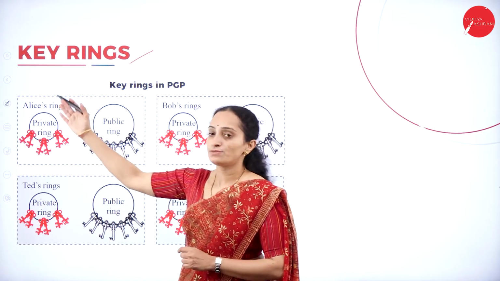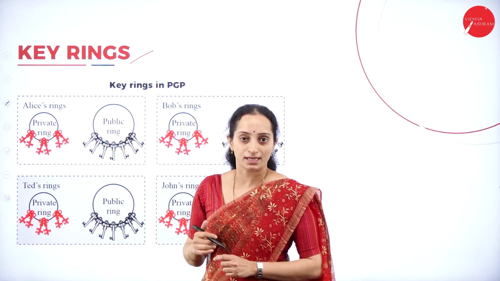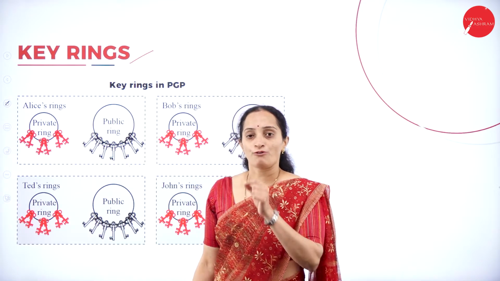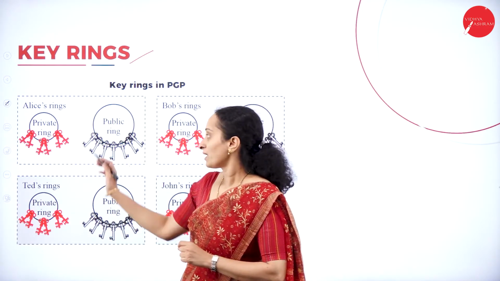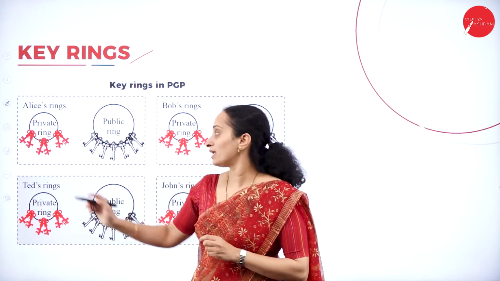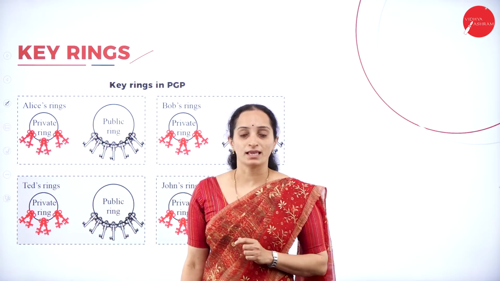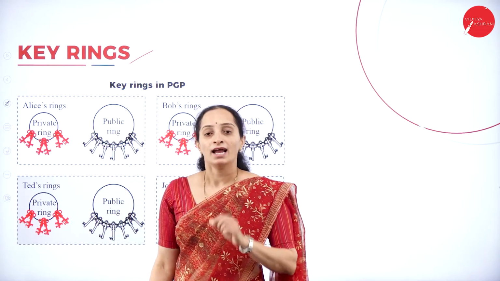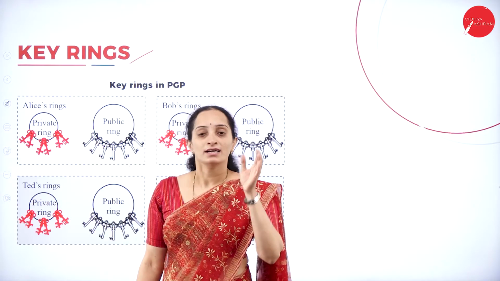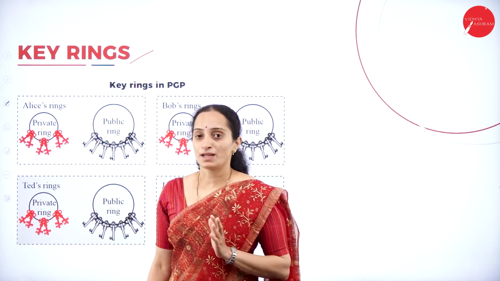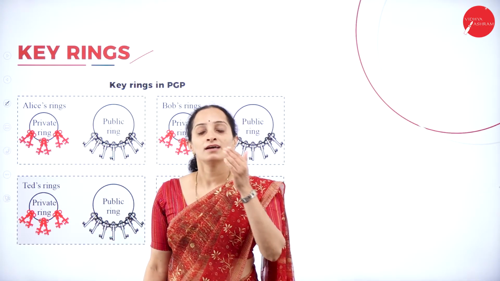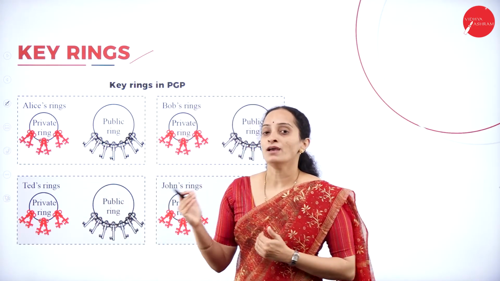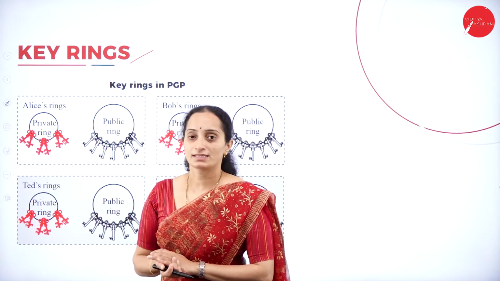Whenever Alice wants to send a message, she will use the public key of a particular receiver and creates a session key using this public key. She creates the message digest using her private key, and encrypts the session key using the public key. Okay, so this message digest will be forwarded to the receiver.